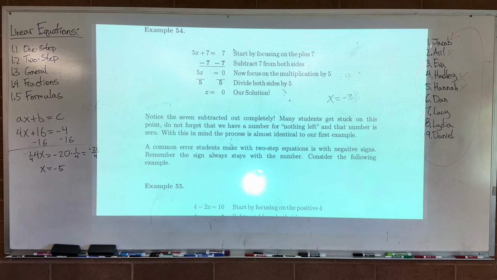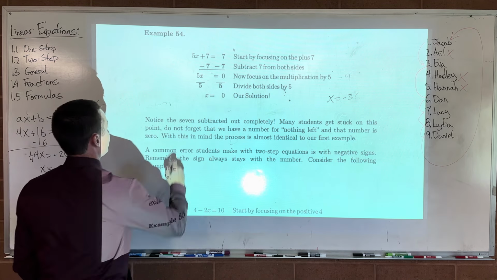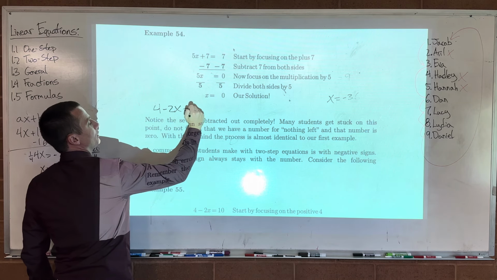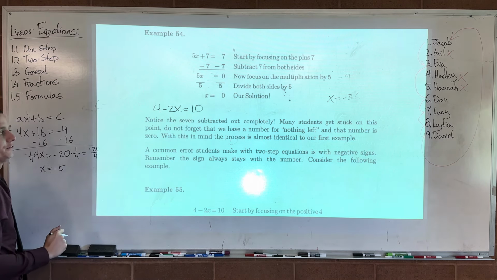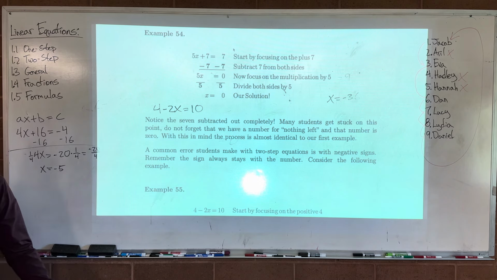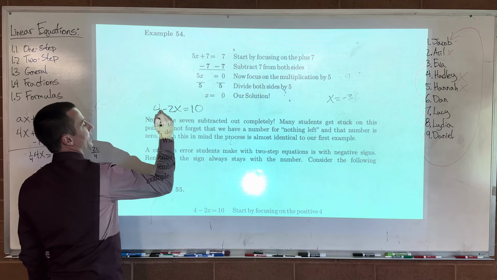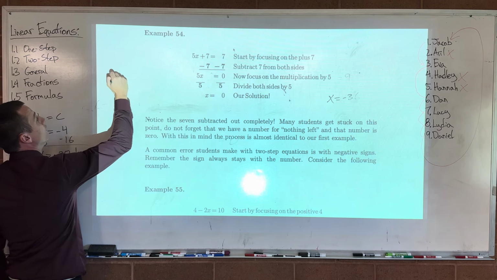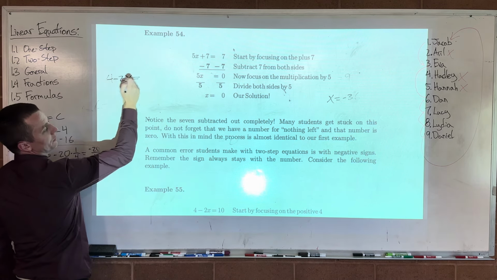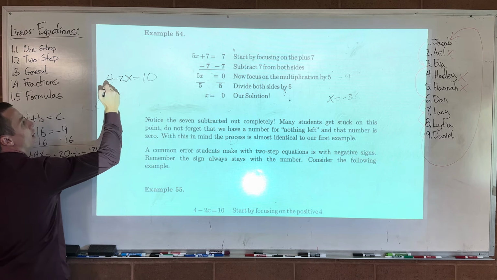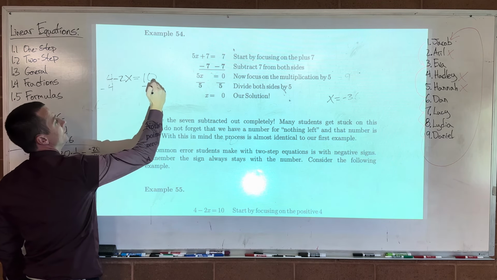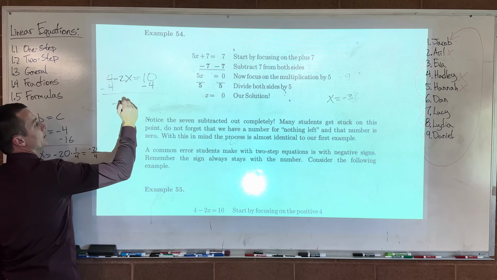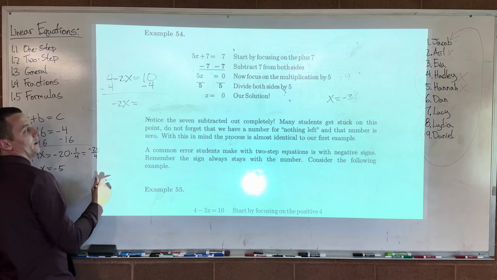Let's see the next one. 4 minus 2x is equal to 10. What do we do first? Subtract 4 from both sides. Good. So minus 4 from both sides, since 4 minus 2x was equal to 10. And what do we get? Negative 2x is equal to 6.